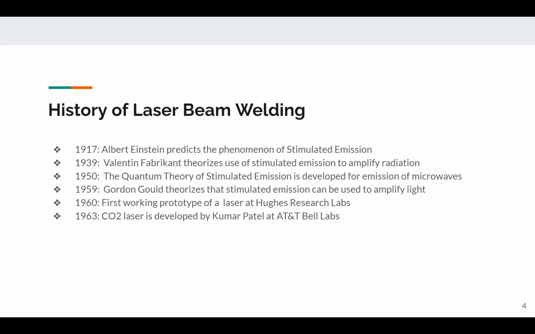And the first working prototype of laser is developed at Hughes Research Labs, and the first CO2 laser is developed by Kumar Patel at AT&T Bell Labs.